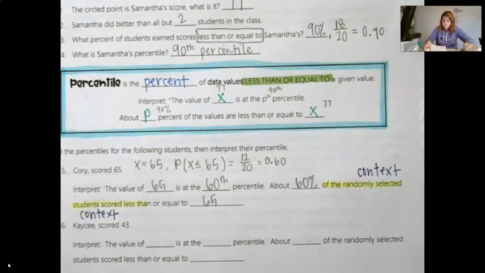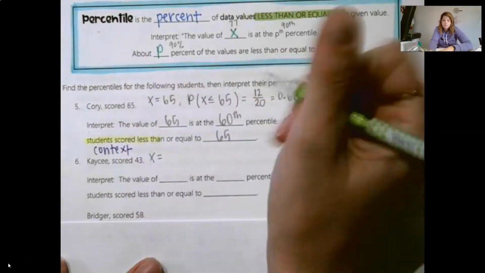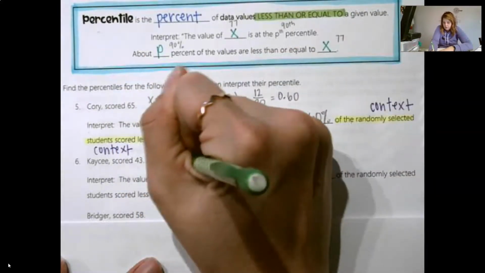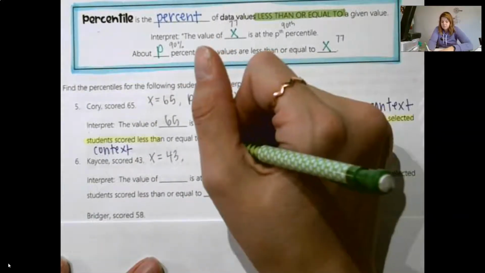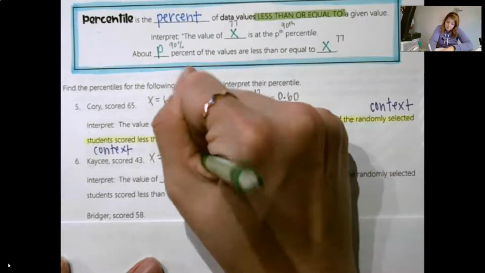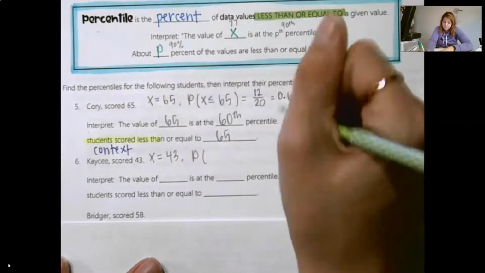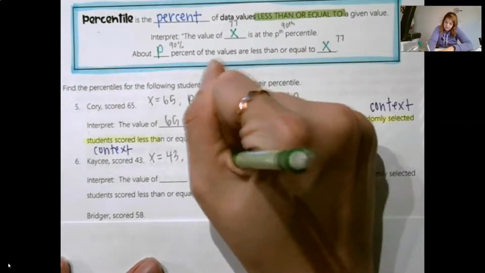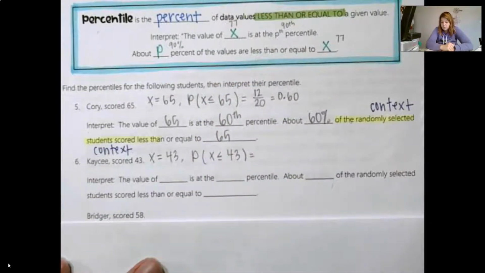Okay, next problem is Casey. Casey scored 43. So we would say x is equal to 43. To find the percentile for that score, we say capital P, parenthesis, x less than or equal to 43 equals the percent of scores less than or equal to 43.